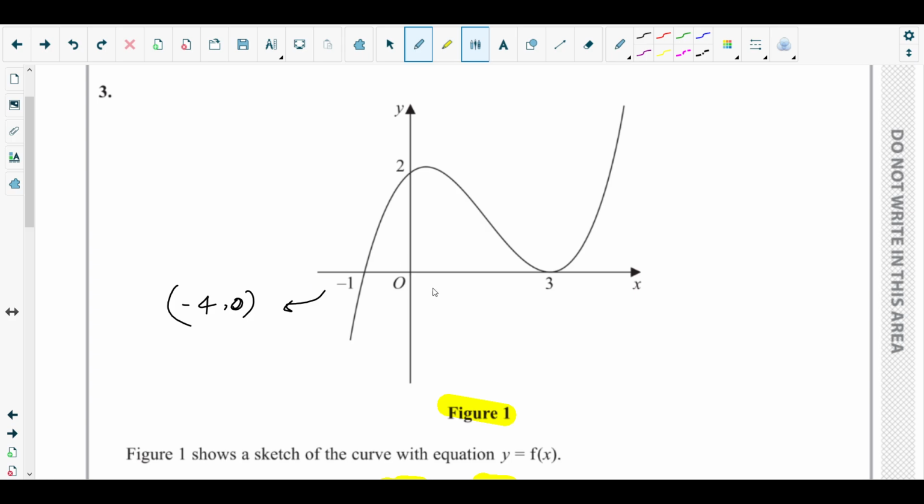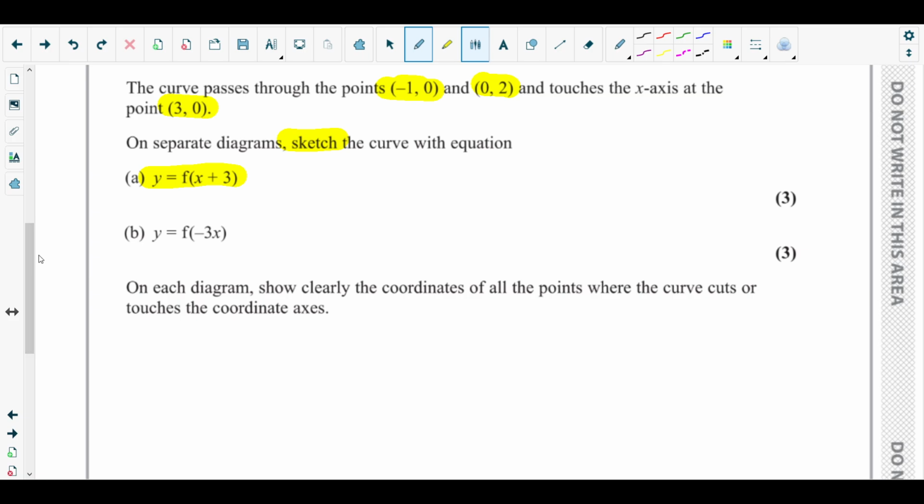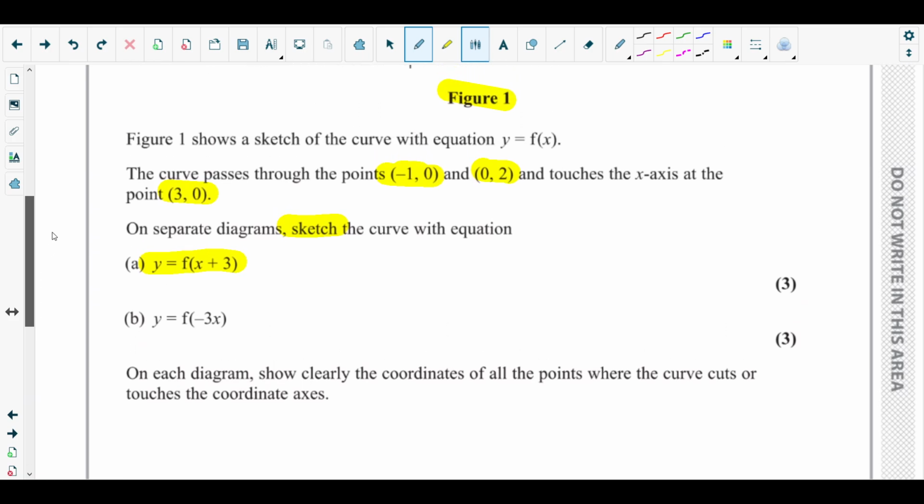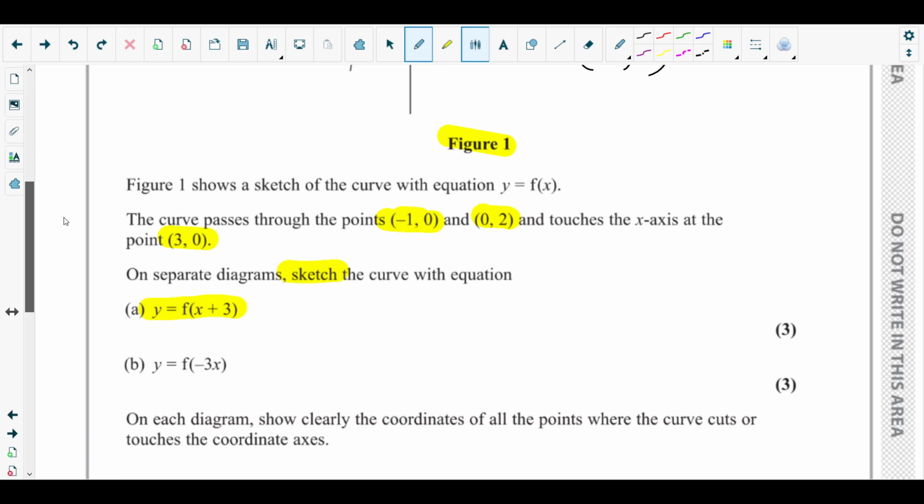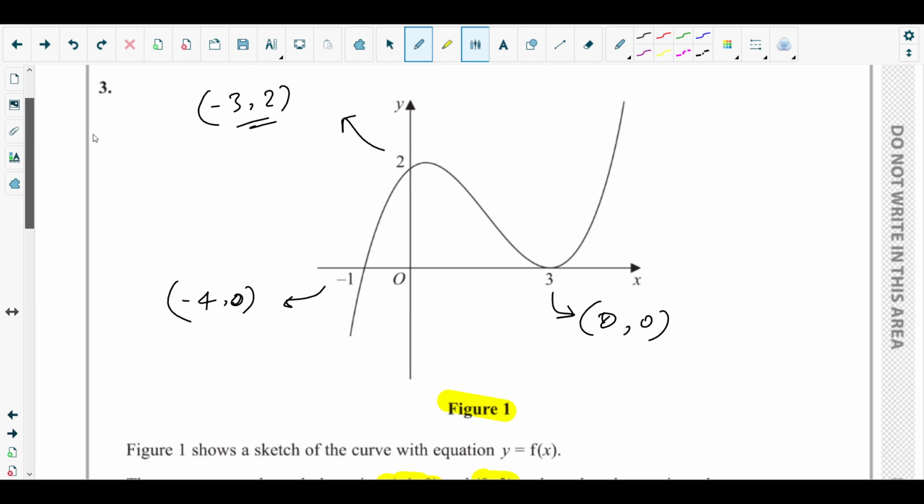From 3 it will become 0, 0. That means it will bounce back from the origin, and this value will become -3, 2. But it's not significant because the question wanted only the points where the curve intersects the axis. So let's sketch.